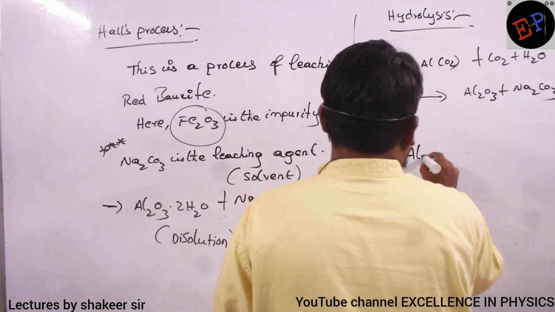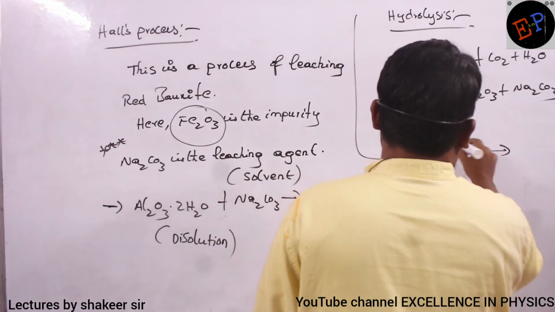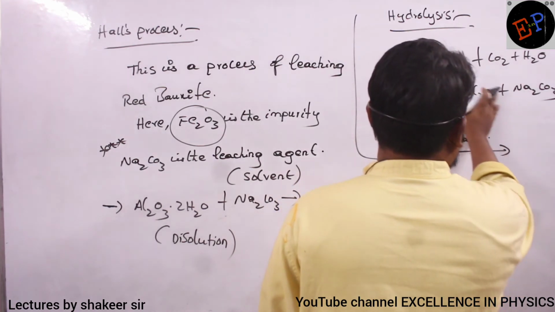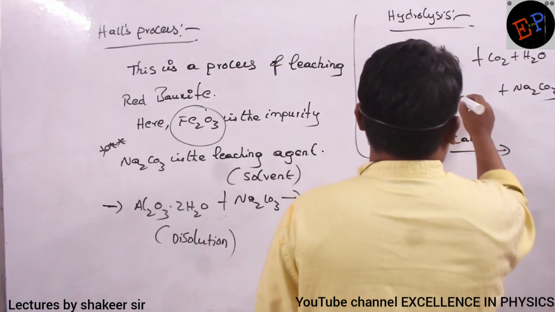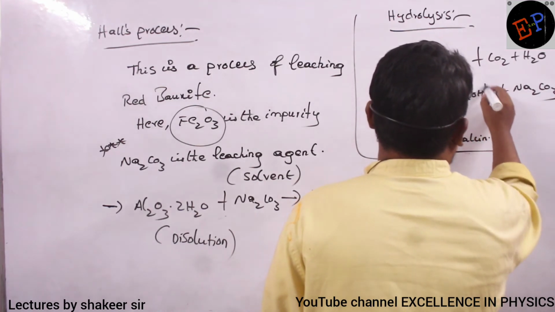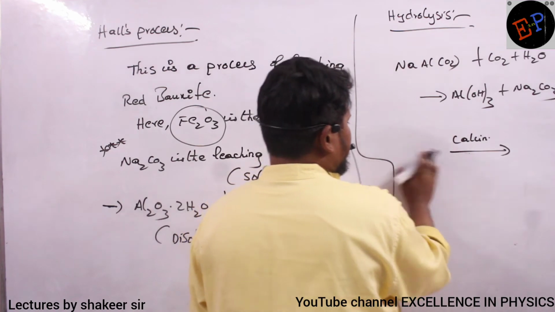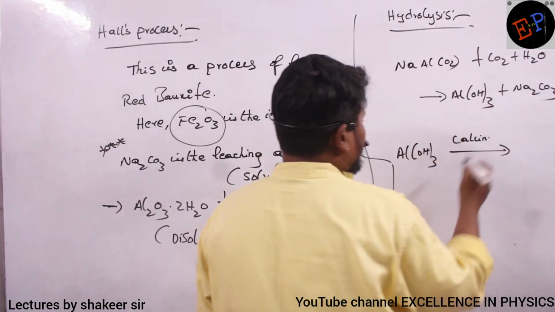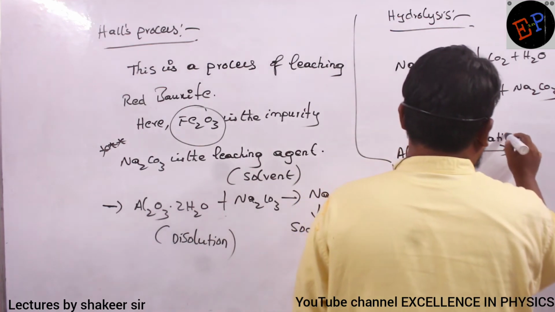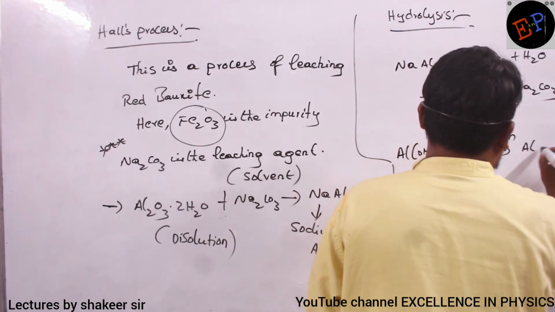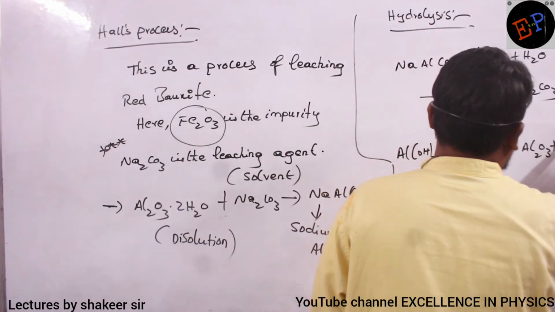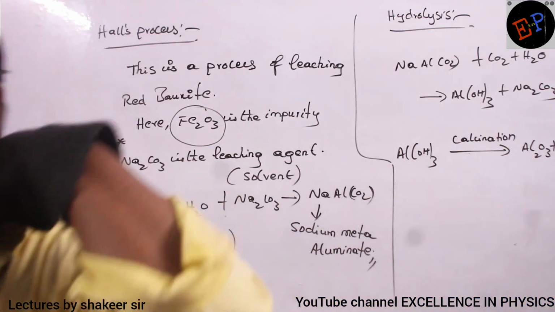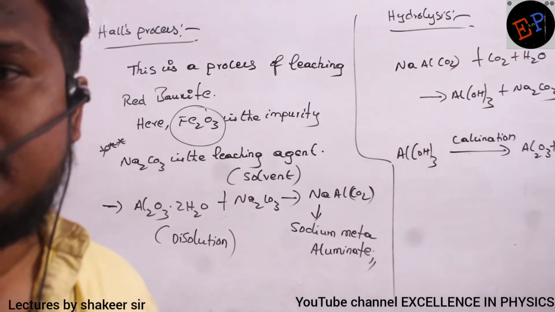And this Al2O3 upon calcination, not Al2O3, sorry. Al(OH)3, aluminum hydroxide, is the product we will get. And this aluminum hydroxide upon calcination again gives Al2O3 plus H2O. So these are the total reactions happening in Hall's process.